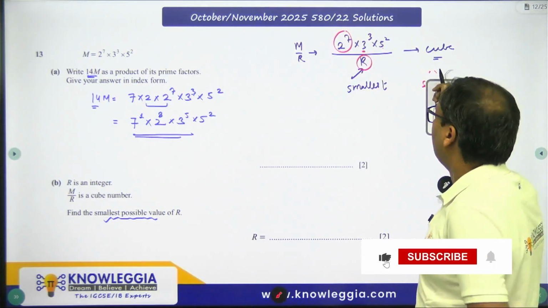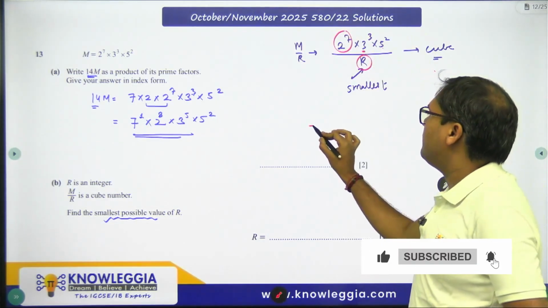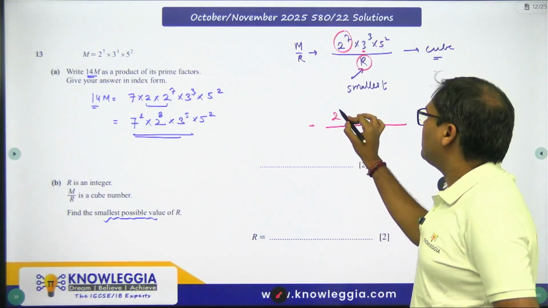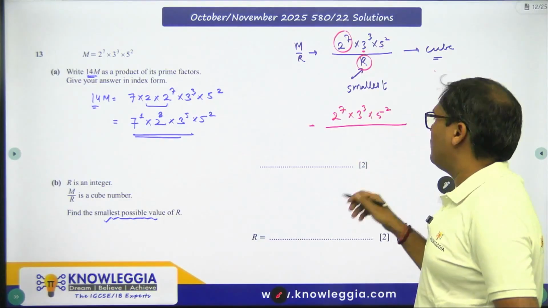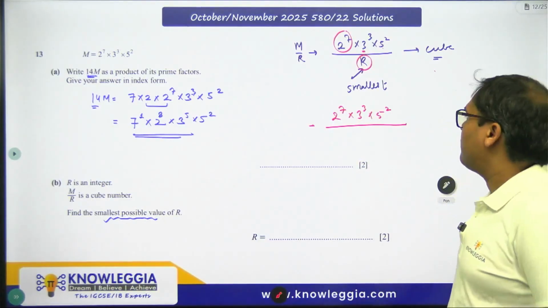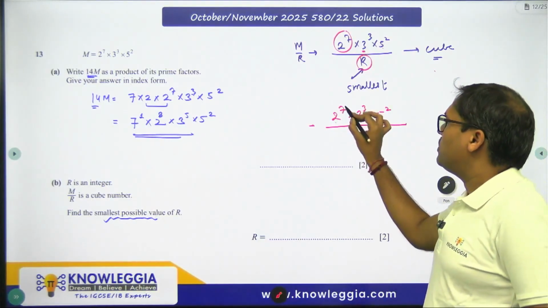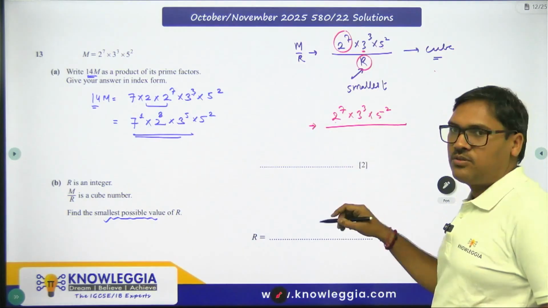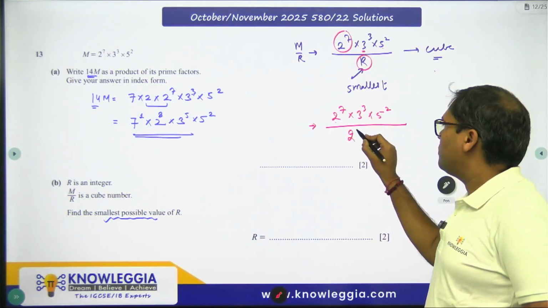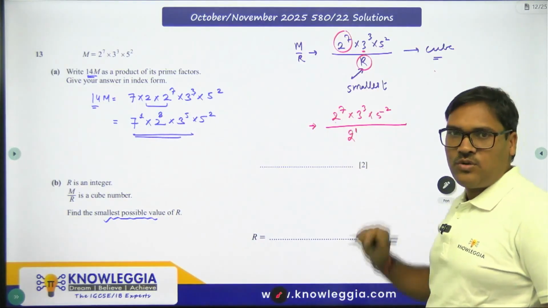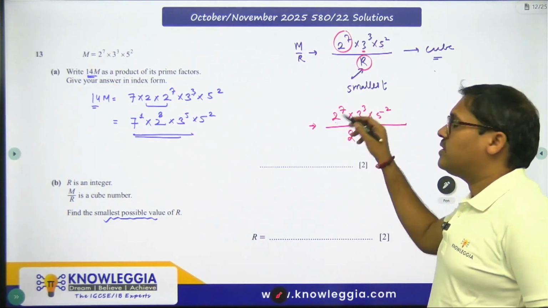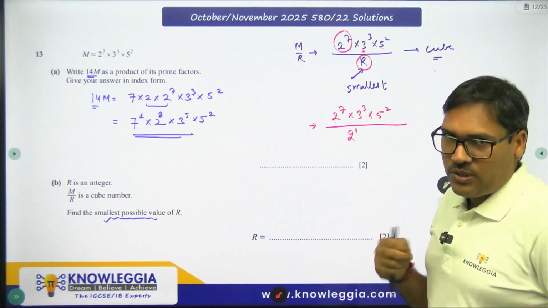So now how can you find the smallest value? You see here, let's say this is 2 raised to 7 into 3 raised to 3 into 5 square. Then what can be the smallest possible number? This is 2 raised to 7, so I can have one 2 here. So 2 raised to 1 and 2 raised to 7, this will become 2 raised to 6. One 2 will cancel out, right? And 2 raised to 6 will become a cube number, correct?